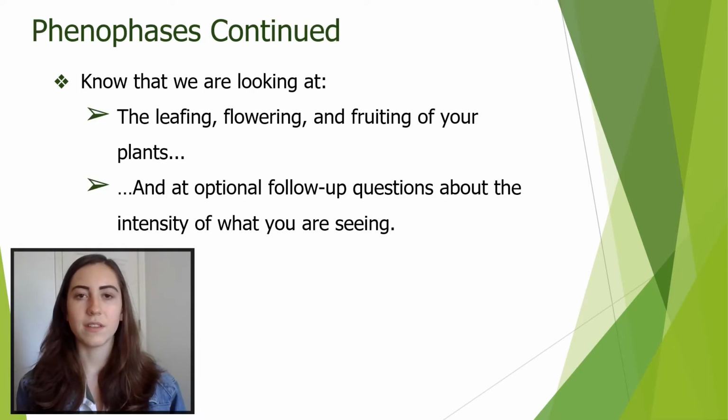The phenophases that we look at in Nature's Notebook are the leafing, flowering, and fruiting phases of plants. There are 5 phases for leaves, 3 for flowers, and 3 for fruits. The site will also ask you questions that are optional for you to answer about the intensity of the phenophase that you observe. For example, you might be asked if there are leaves on a tree, and if so, how much of the potential canopy space do those leaves take up?